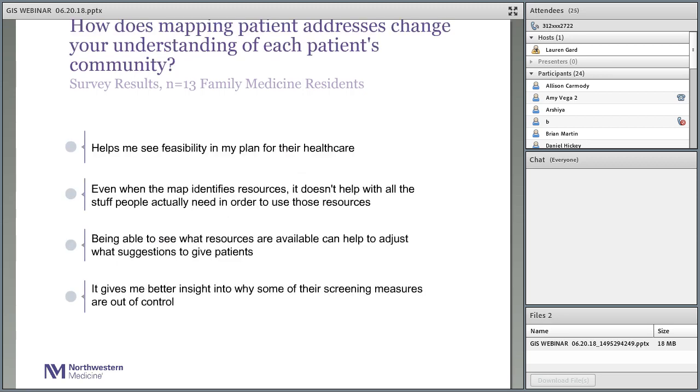Some of the qualitative responses from the residents, both positive and negative. Yes, it gives me some insight, helps me to be able to provide resources, which is nice to give to patients. Some of the limitations: I don't know where this information is coming from or how frequently it's updated.